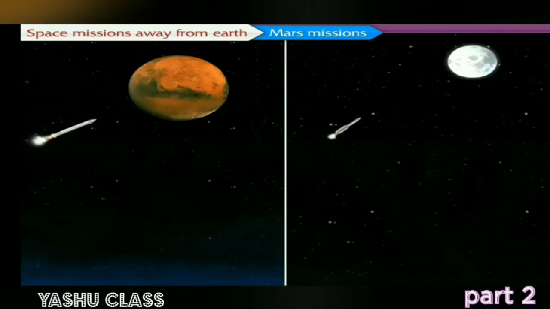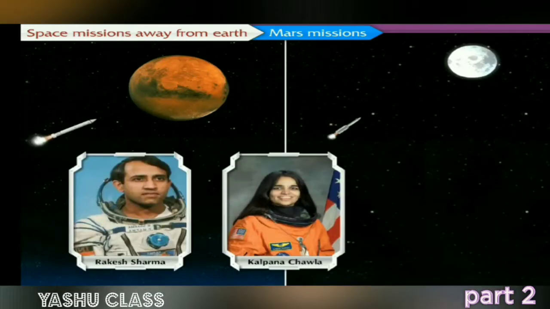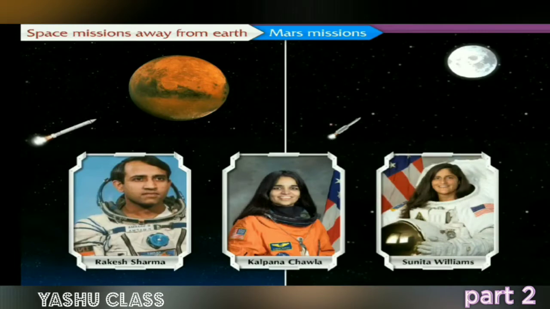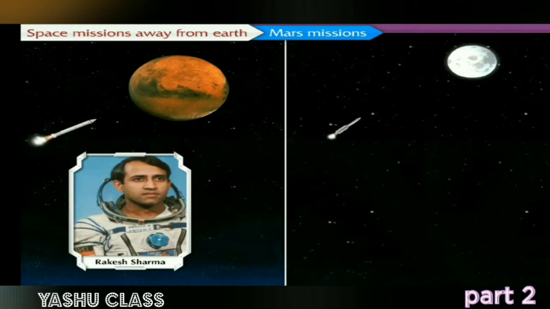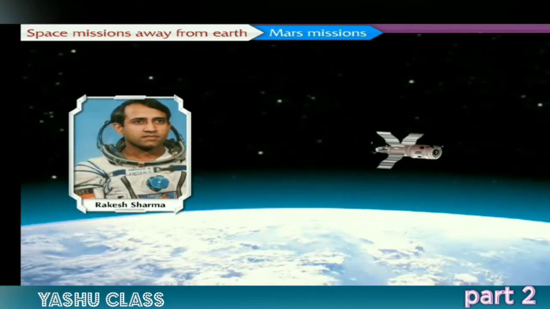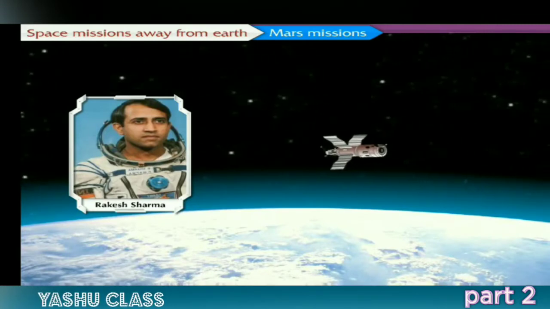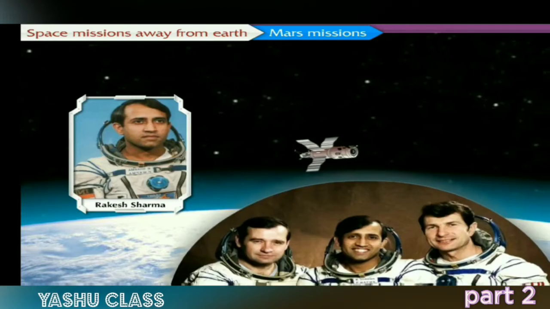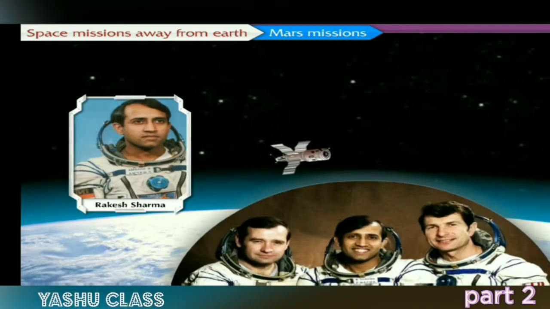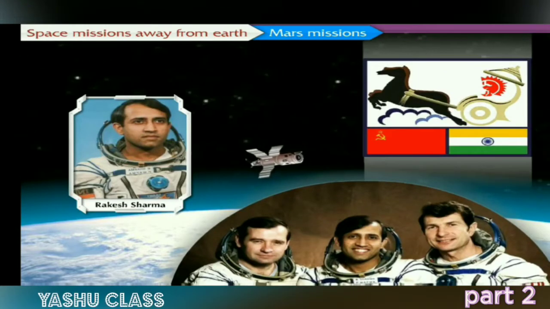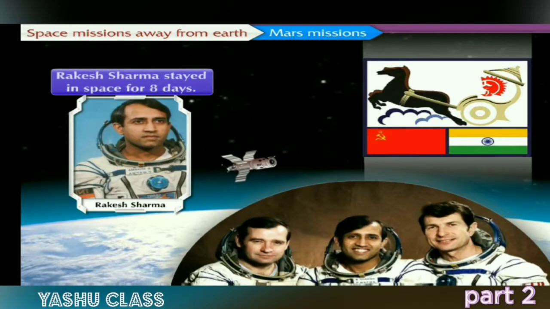After knowing about the Moon and the Mars missions, let us now know about some astronauts of Indian origin who have travelled into space. Let us first know about Rakesh Sharma. Rakesh Sharma was the first Indian to travel to space. He went into space along with 2 Russian astronauts under the joint Indo-USSR space program. He stayed in space for 8 days.